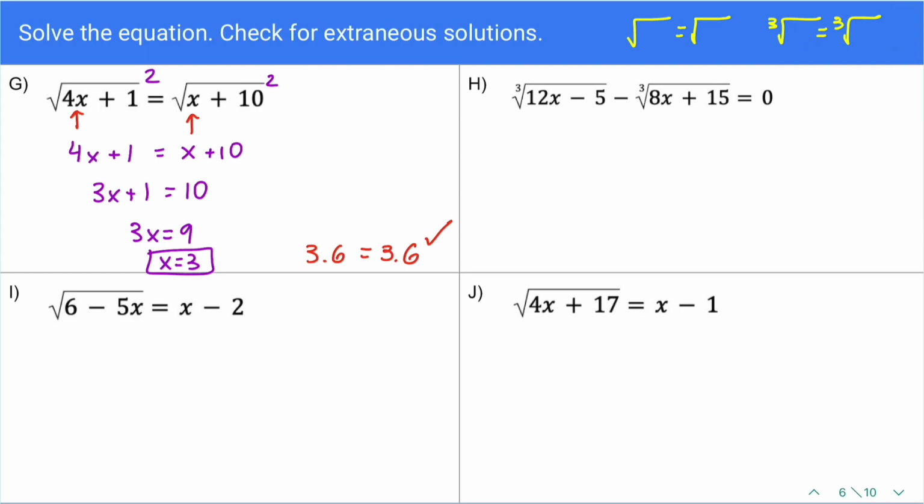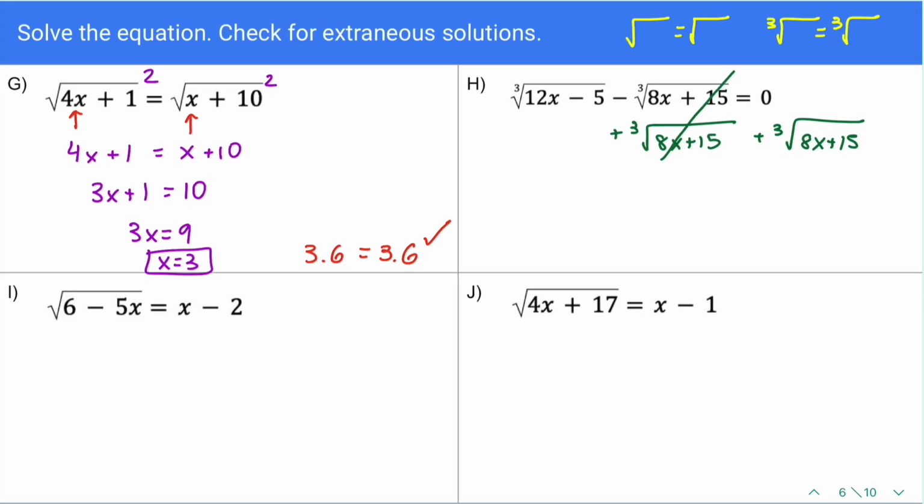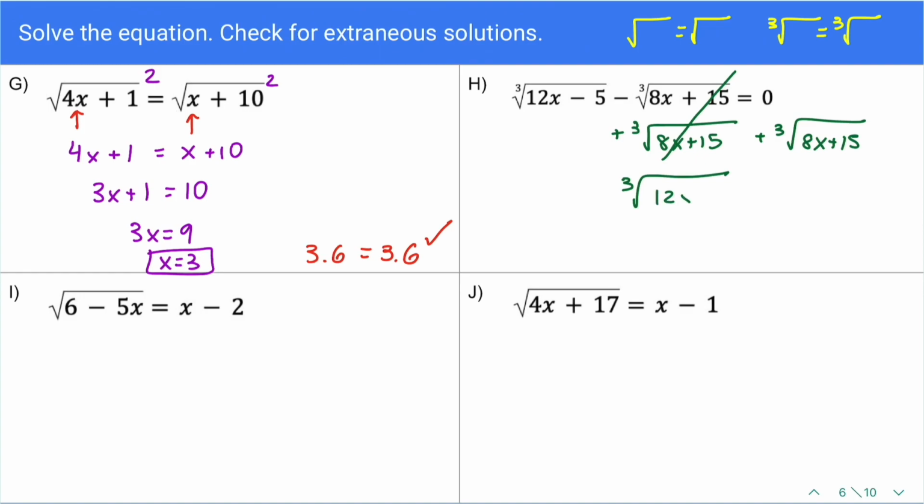On the next one, you can tell that I do not have a radical on either side, but one thing I can do at the very beginning is add that second radical to the other side. And what's nice about that is then you have a cube root on both sides, and if you cube root both sides, you can make it a lot easier. So the cube root of 12x minus 5 equals the cube root of 8x plus 15.